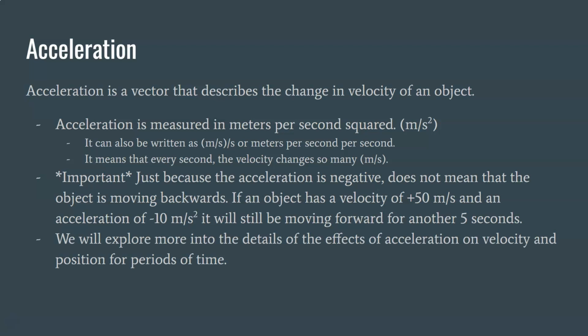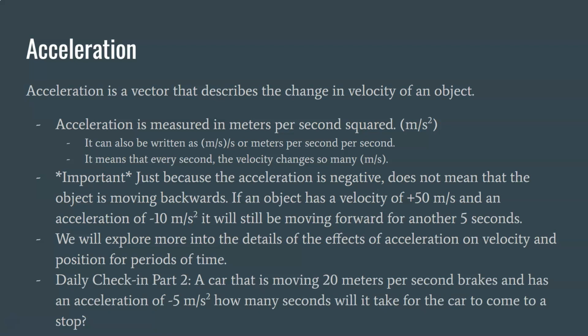So we'll go into more details of how this acceleration changes the velocity and position for certain amounts of time. And we'll be able to calculate that mathematically and graphically. So, for the daily check-in. If a car is moving 20 meters per second and it starts braking and has an acceleration of negative 5 meters per second squared, how many seconds will it take for the car to come to a complete stop? All right. So answer that question in the daily check-in as well. It's a short answer question, so just put both of those. You can edit it and go answer that. All right. You can look back or rewind in the video if you need help solving that.